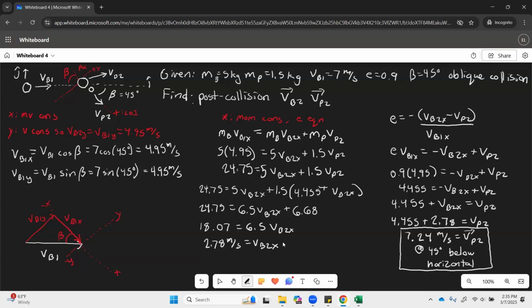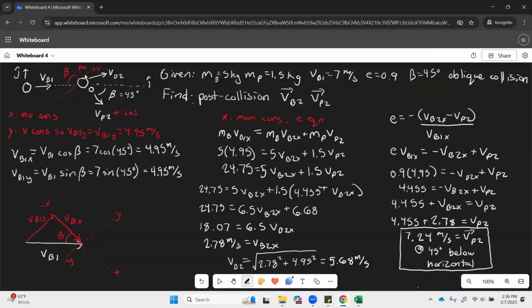So using Pythagorean theorem, we know that VB2 equals the square root of the VB2x, which is 2.78, squared plus the VB2y, which is 4.95, squared. So good. So 5.68 meters per second equals VB2. But now we've got to find the angle for that.